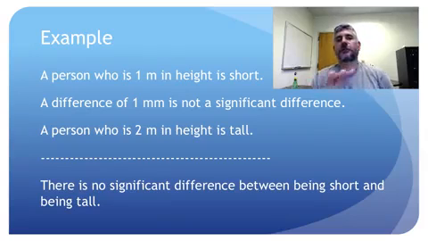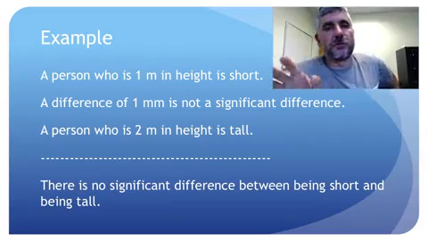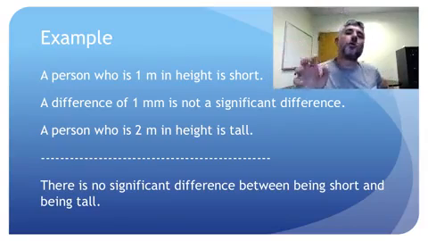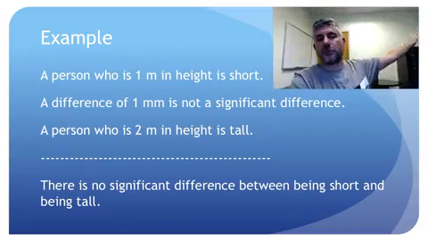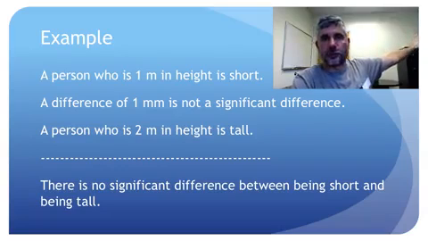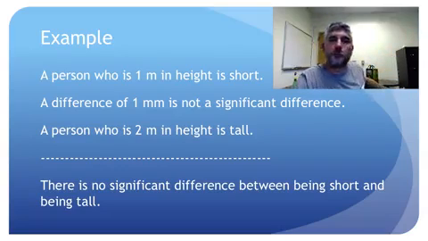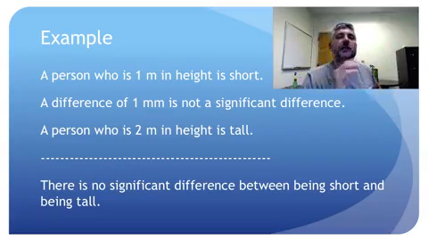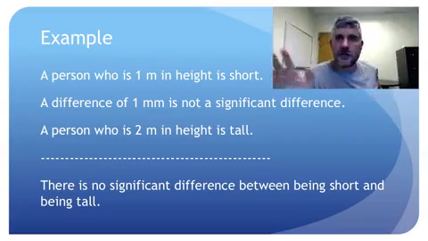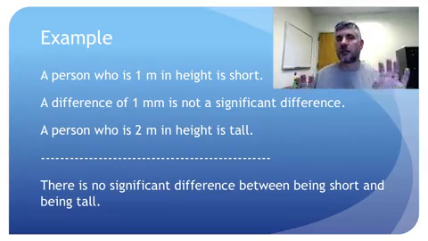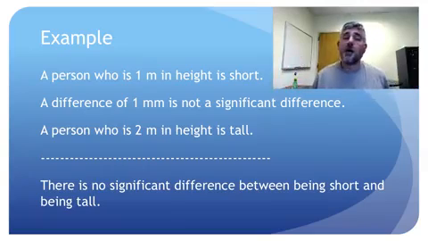Okay, now notice this is different than the argument from the heap. The argument from the heap would have gone from the premise that a person who's 1 meter in height is short to the conclusion that a person who is 2 meters in height or 5 meters in height or any height at all is also going to be short. That's not what this argument is saying. This argument allows that there's a difference between being short and being tall, but the difference just isn't significant because the difference is made up of a series of differences, each one of which is not significant.